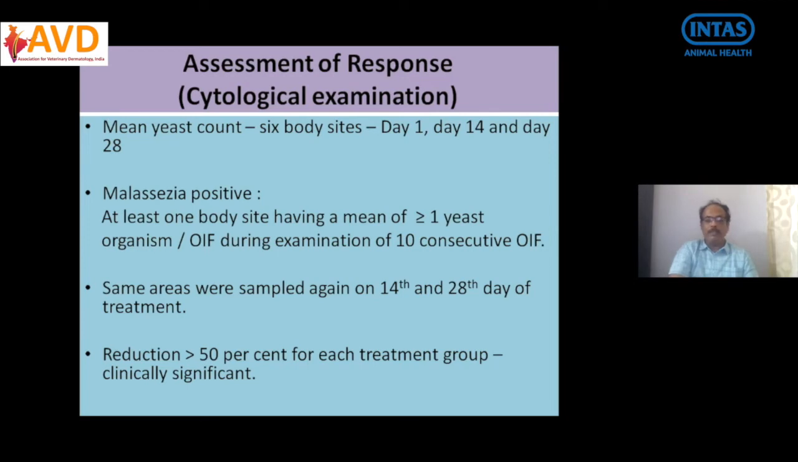And same areas should be sampled again on the 14th and 28th days of treatment, and you have to get a reduction of more than 50% for each treatment group, and then you can assess that the animal is responding to treatment. There is a clinically significant reduction in the number of Malassezia organisms. So when there is more than 50% reduction in the number of Malassezia organisms, you can very well tell that the animal is responding to the treatment. So like that you can assess the response to treatment also.